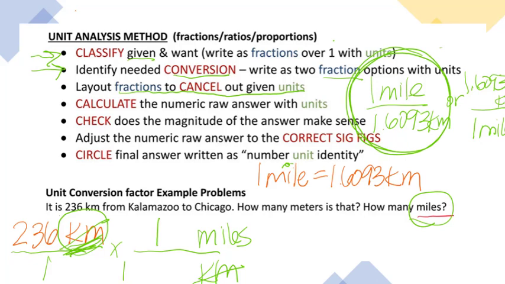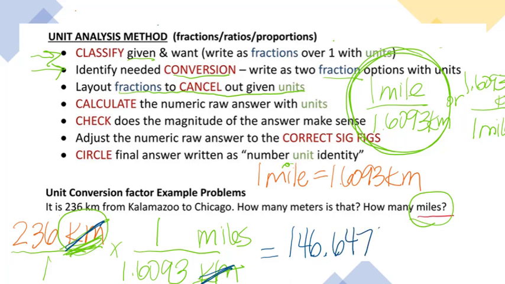So I'm going to have 1 mile, 1.6093 kilometers. Okay, so kilometers and kilometers are diagonal from one another. So 236 times 1 divided by 1.6093. Let's plug it into our calculator, and my calculator tells me that it's 146.6476108 miles, right? Because that's our only unit left here.